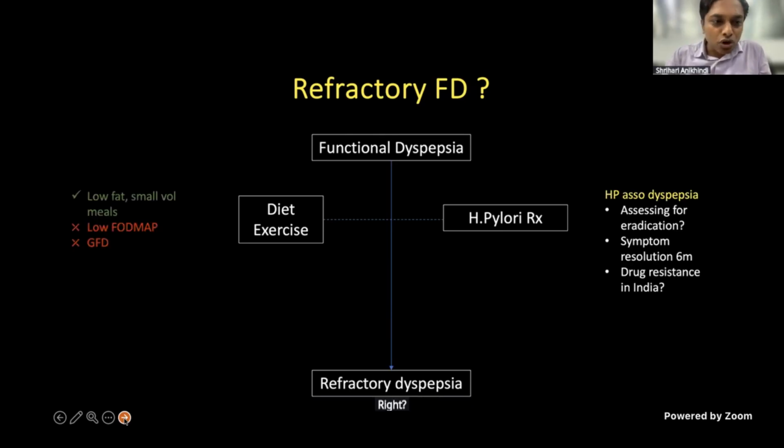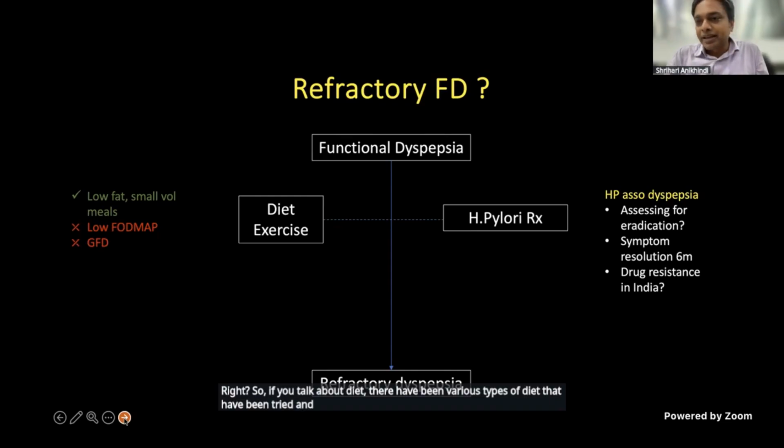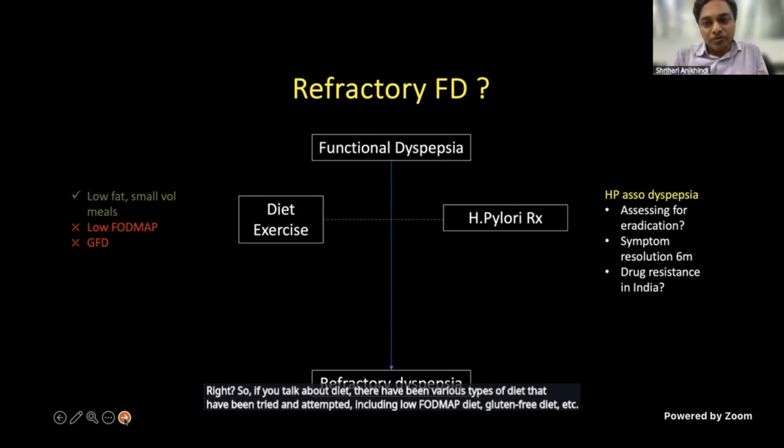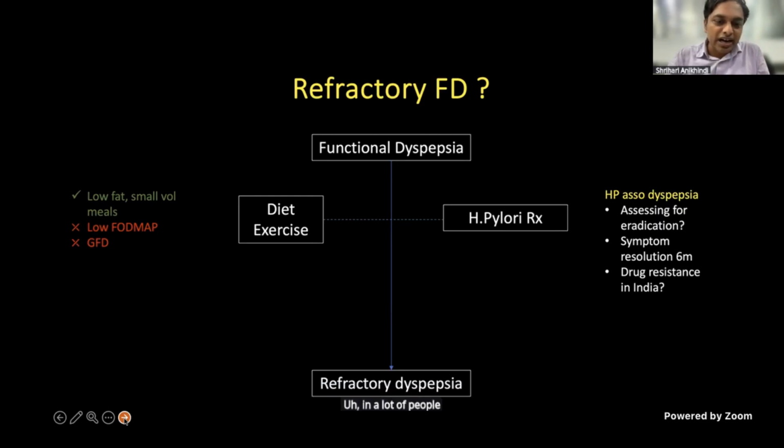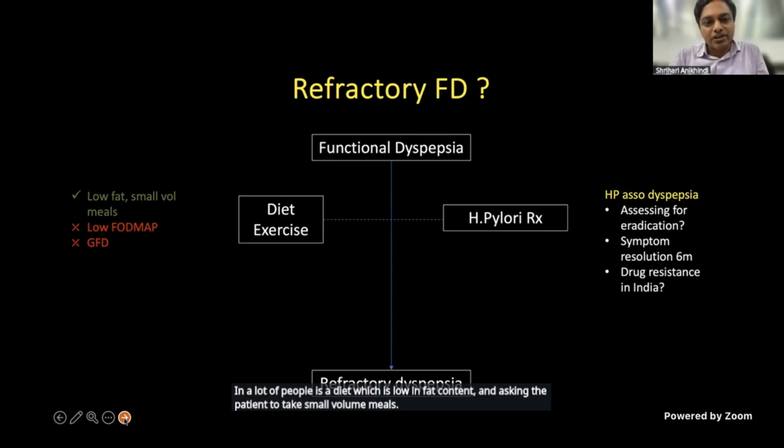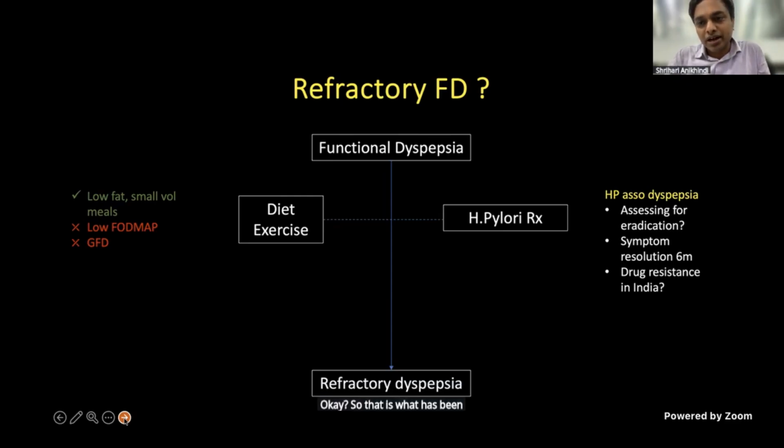So if you talk about diet, there have been various types of diet that have been tried and attempted, including low FODMAP diet, gluten-free diet, etc. But most of the studies and meta-analyses now tell us that the only diet which really helps a lot of people is a diet which is low in fat content and asking the patient to take small volume meals. Yeah, so that is what has been recommended by most of the guidelines now.